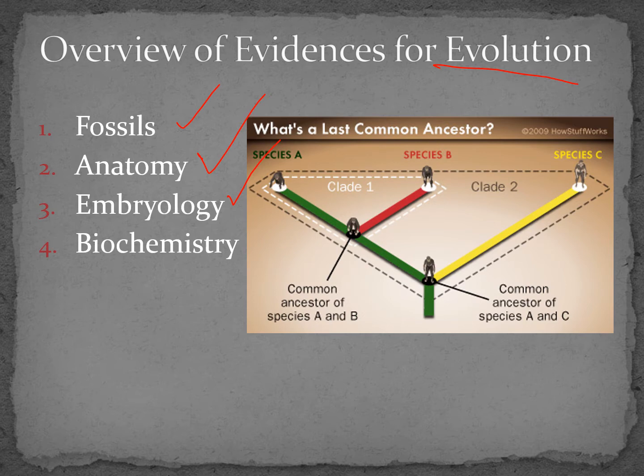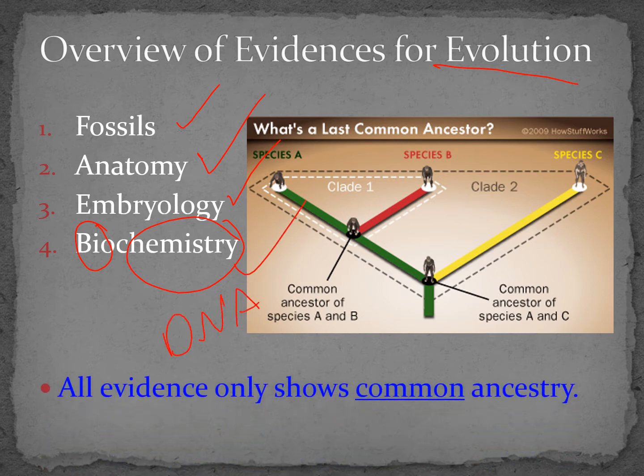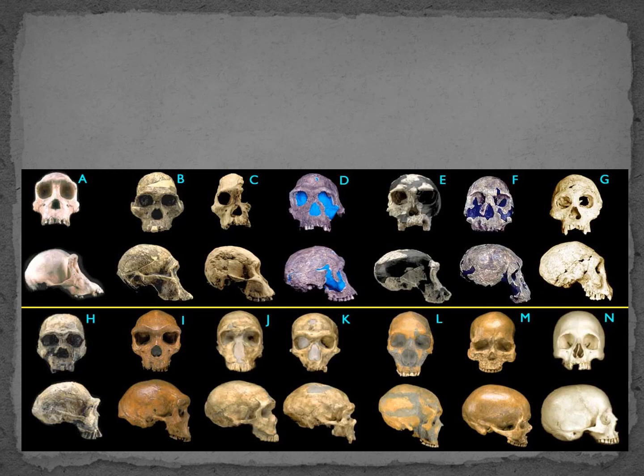Biochemistry. So again, bio is life and obviously chemistry. So the chemistry of life, which is what? DNA. All evidence shows that it was a common ancestry. So if we can get all this there, it's a common ancestry.